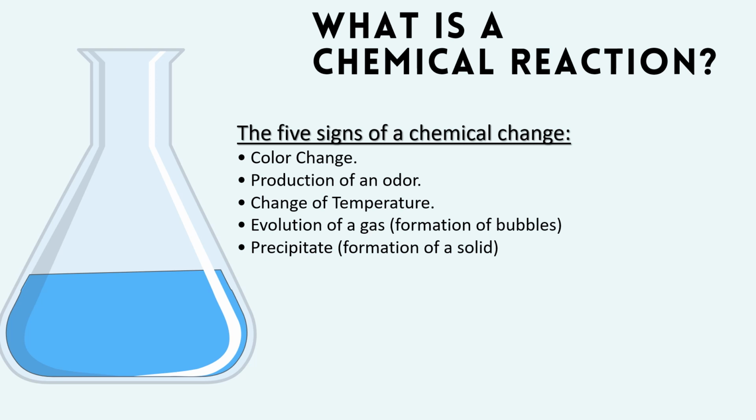We have five signs of a chemical change. The first one, the color change. The second one, the production of an odor. Changing the temperature, evolution of gas, formation of bubbles, and precipitation, the formation of a solid.